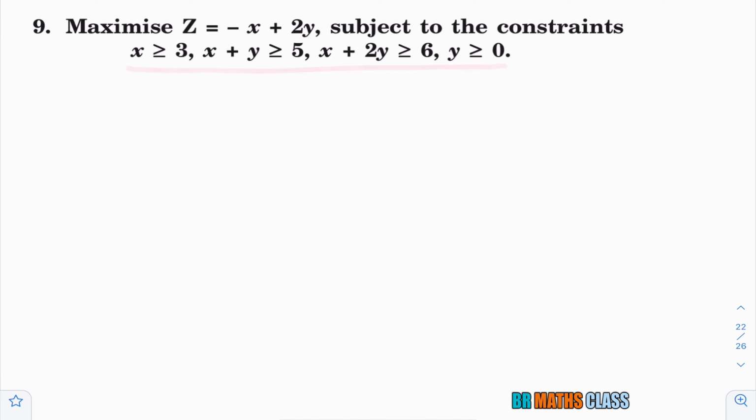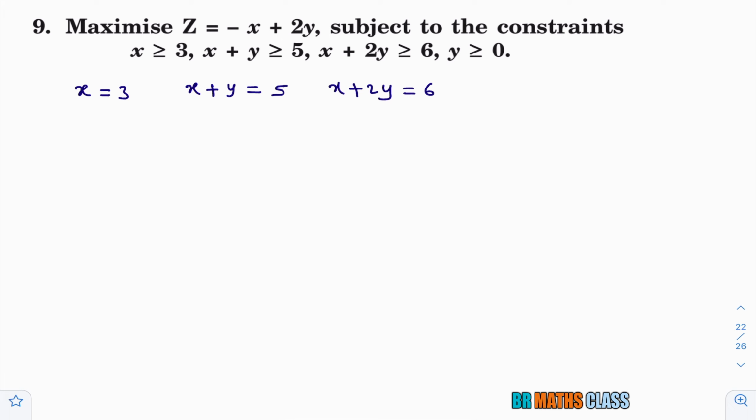You can observe here, x greater than or equal to 3. That means to identify the feasible region, I need to graph this inequality. So to graph this inequality, I will draw the line x equal to 3. And we need to graph this inequality also. To graph it, we will draw the line x plus y equal to 5. And we need to graph this inequality also. To graph it, I need to draw the line x plus 2y equal to 6.